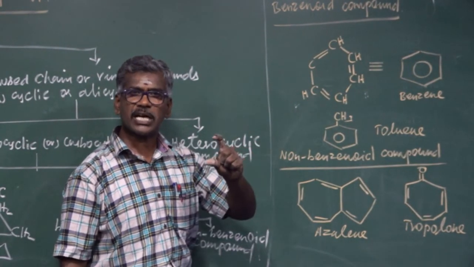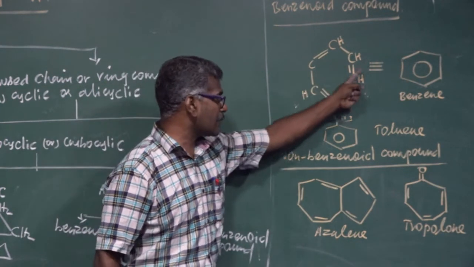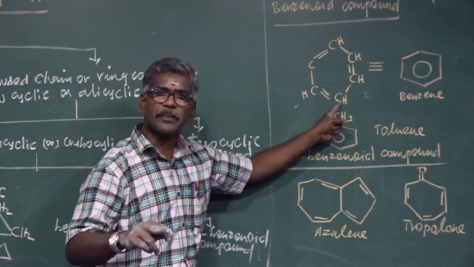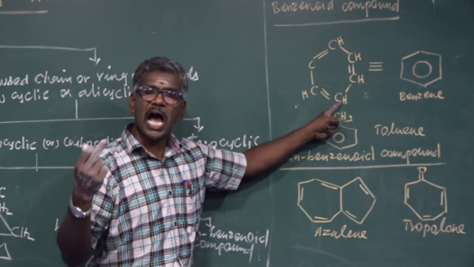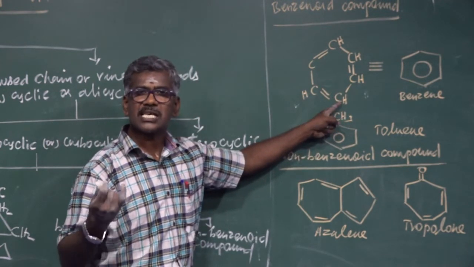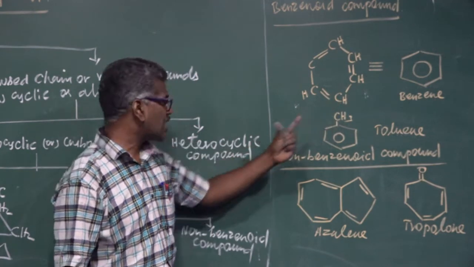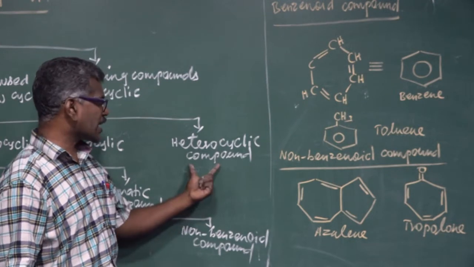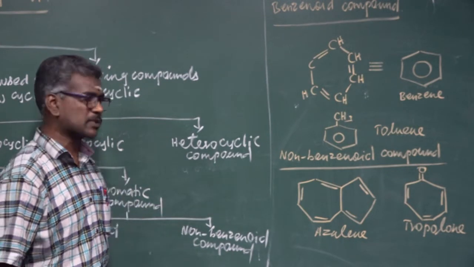What is the definition of heterocyclic compound? It's a ring made up of carbon atoms. Among the carbon atoms, one carbon can be replaced by another atom like oxygen, sulfur, nitrogen, etc. This is known as the definition for heterocyclic compound. Heterocyclic compounds can be classified into 2 types.